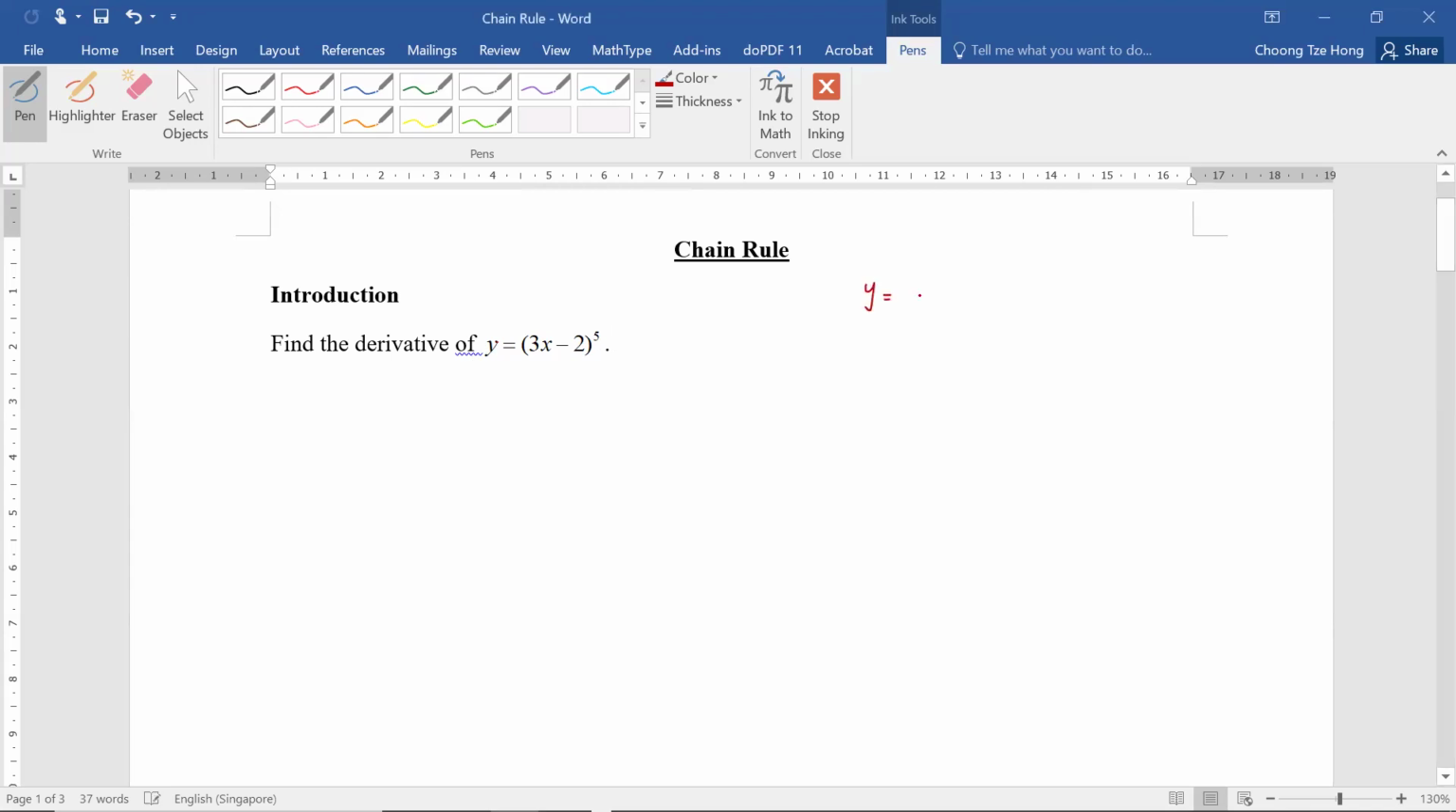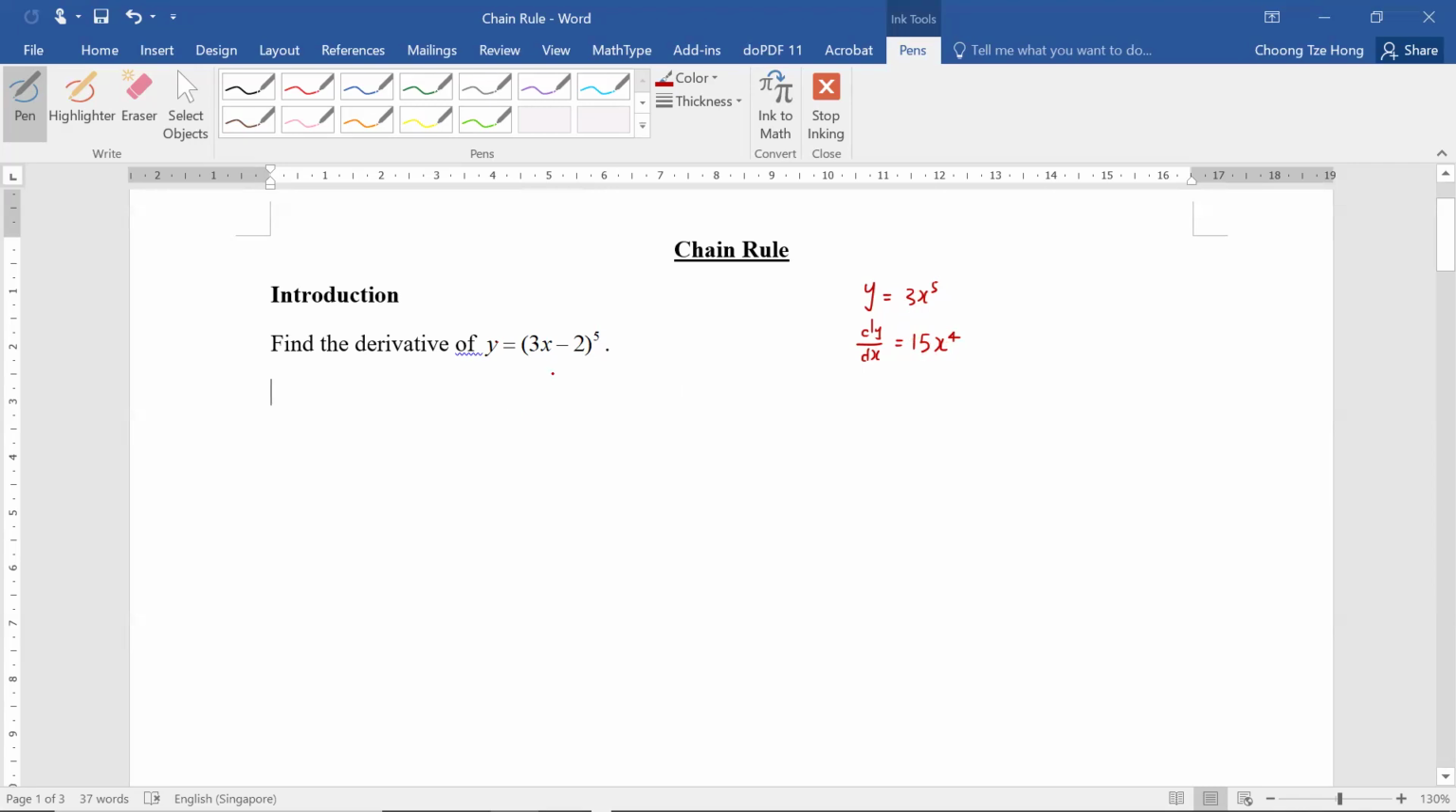function like this, y equals 3x to the power of 5, right? If it's just like this, then when we differentiate, remember the rule is to bring the power in front. So if you bring the 5 in front, it multiplies with the 3 to become 15. Then we reduce the power of x by 1. So if we have a simple function like y equals 3x to the power of 5, it's very easy to differentiate, right?